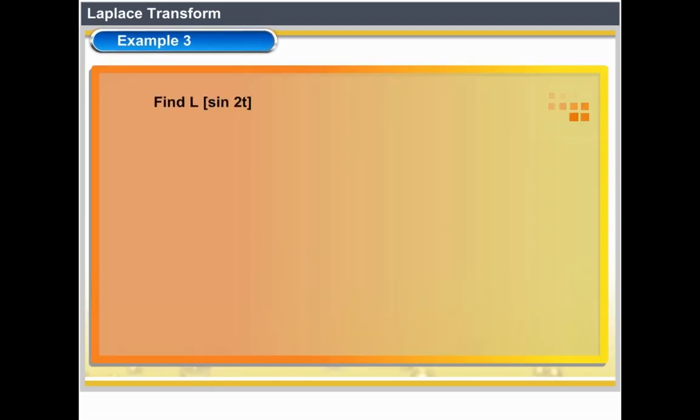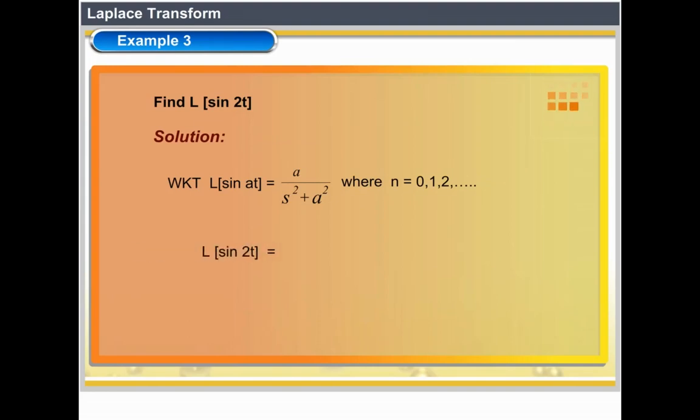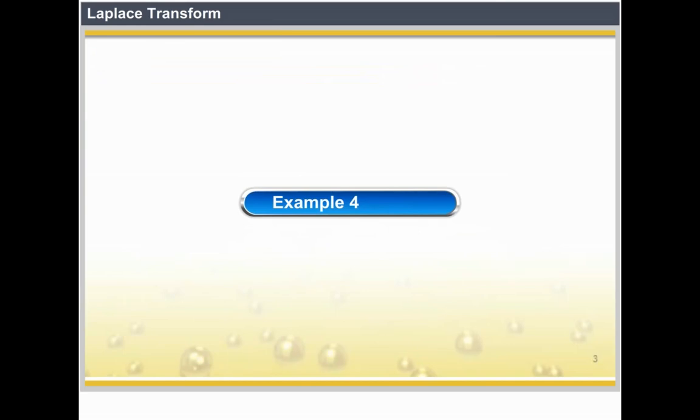Example 3. Find L of sin 2t. Solution: we know that L of sin at equals a divided by s square plus a square, where s is greater than 0. L of sin 2t equals 2 divided by s square plus 2 square, equals 2 divided by s square plus 4. Here a equals 2.